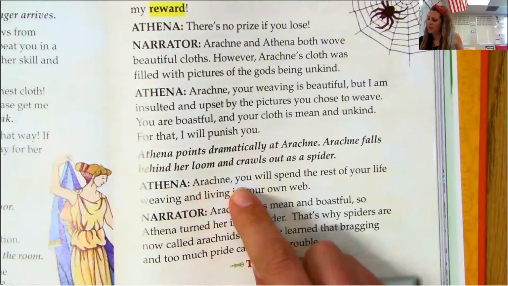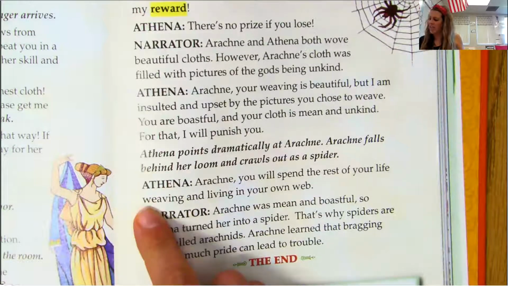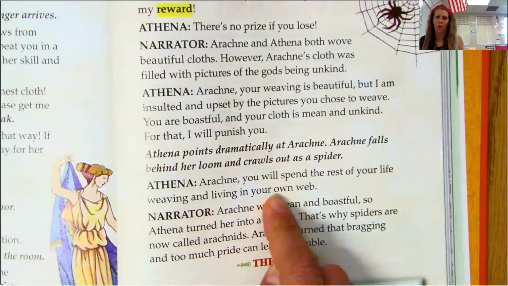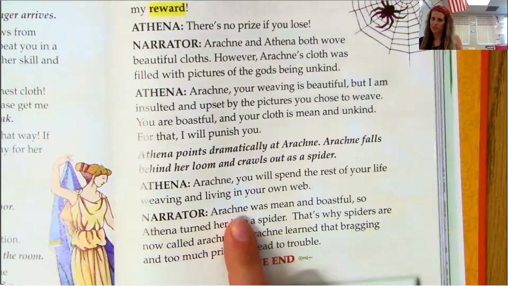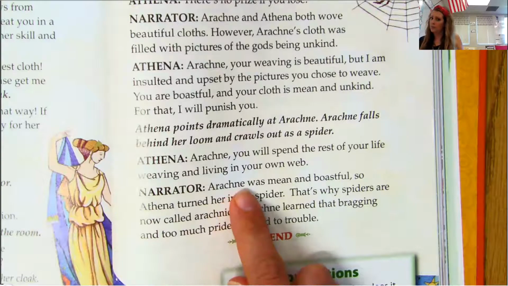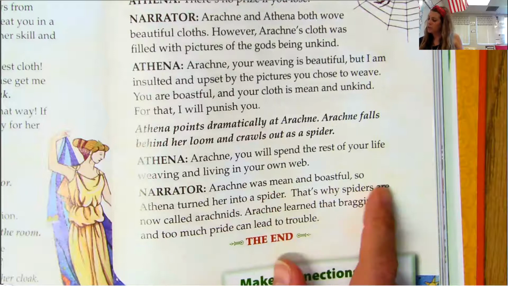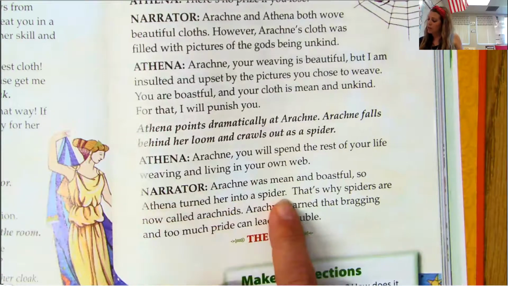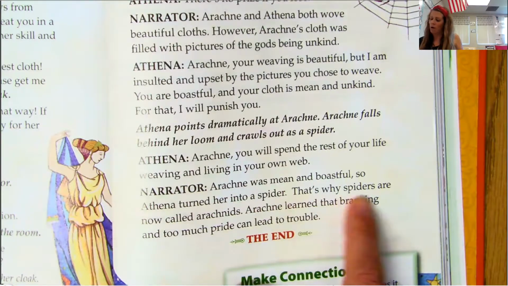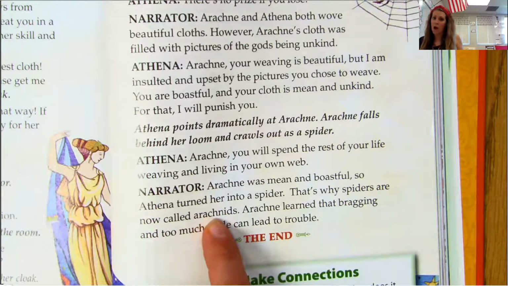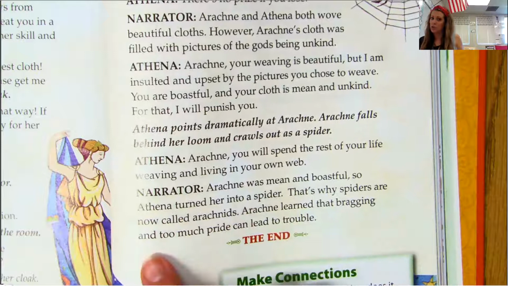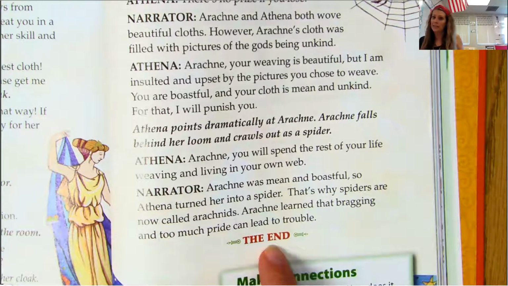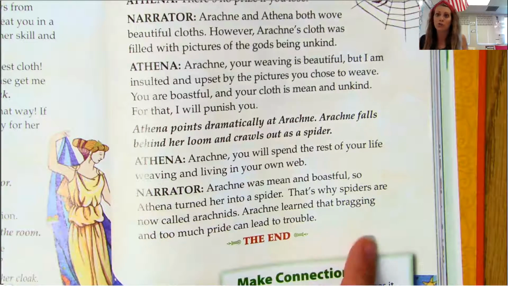Arachne, you will spend the rest of your life weaving and living in your own web. Arachne was mean and boastful, so Athena turned her into a spider. That's why spiders are now called arachnids. Arachne learned that bragging and too much pride can lead to trouble.